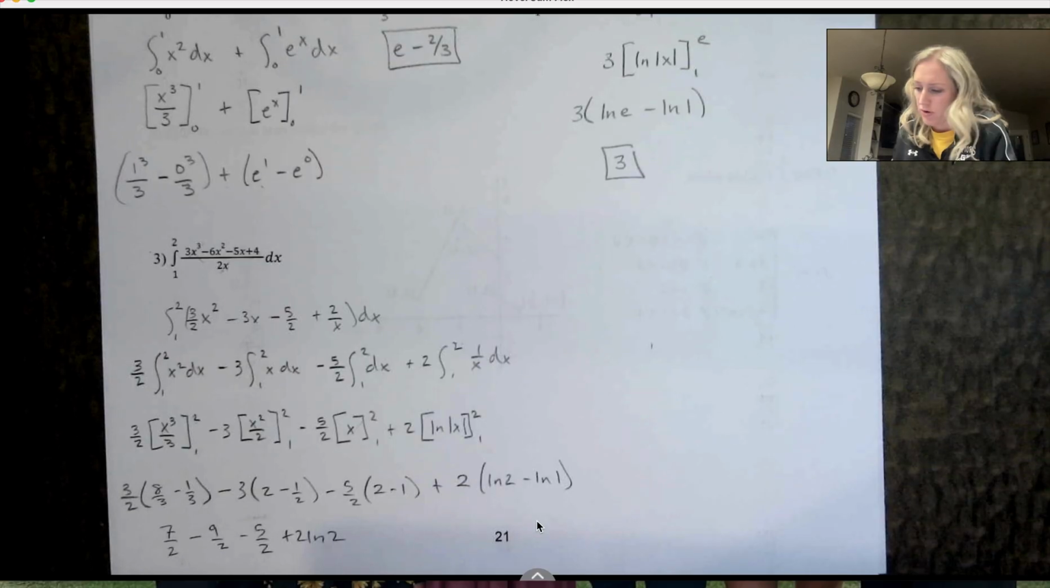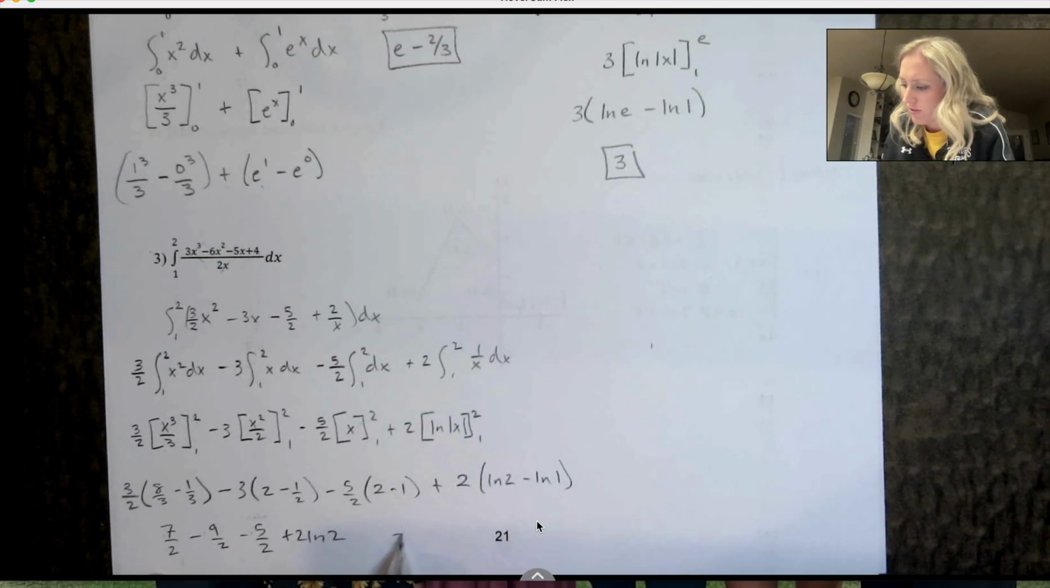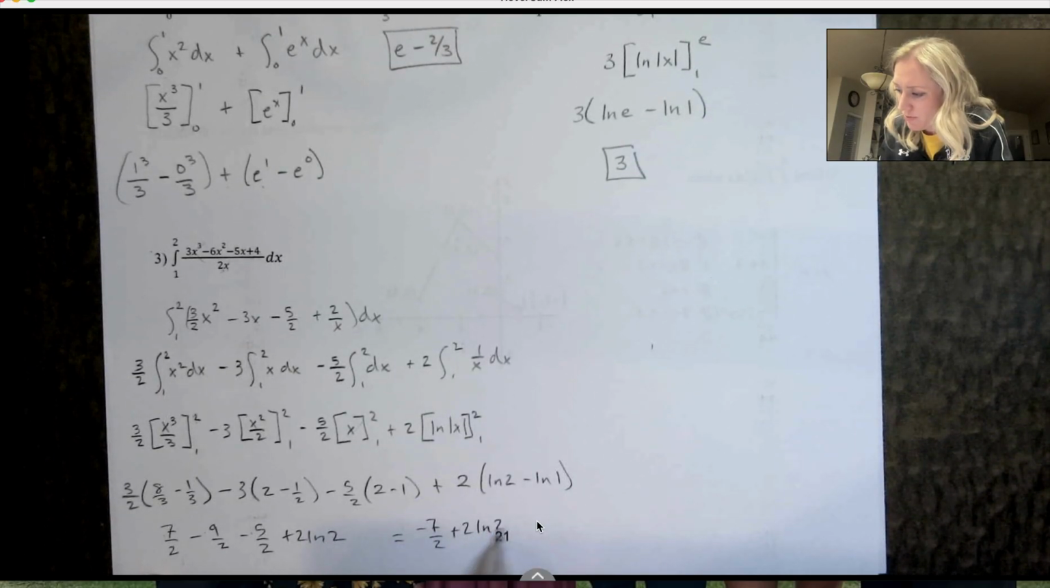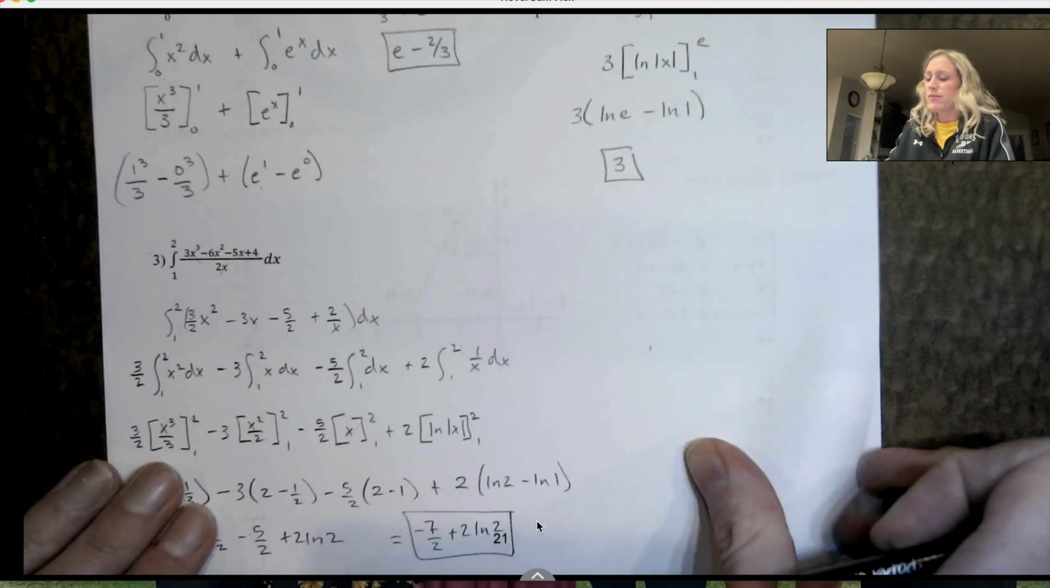Okay, and then I can combine here. Let's see, we've got -2 minus 5 gives us -7/2 plus 2 natural log of 2. All right, so that's just using those properties, you guys.